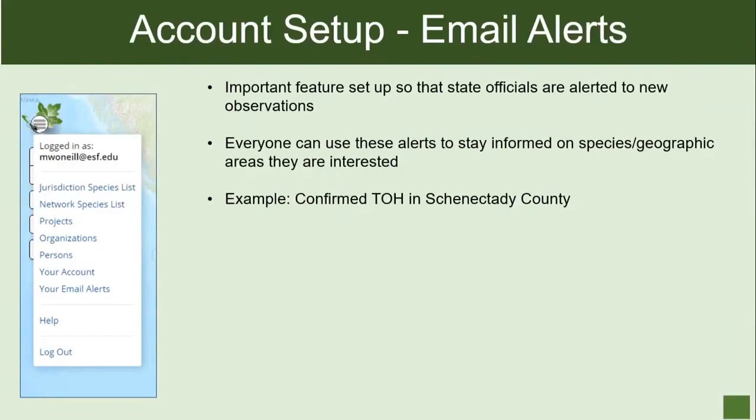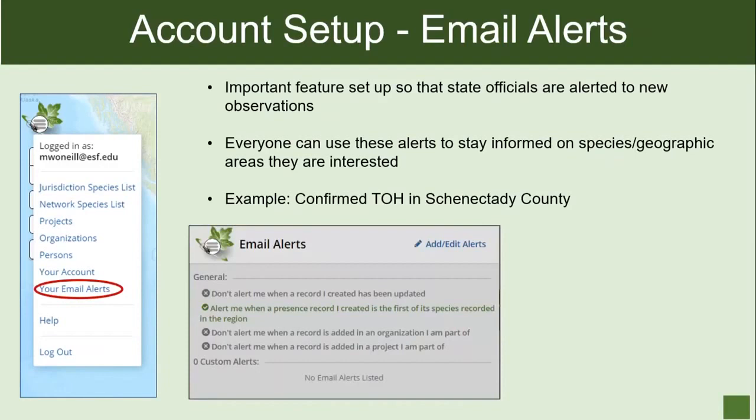And so that's everything in your account page. One other thing to consider in the main menu that you may find useful is the email alert feature. This is an important feature set up so that state officials are alerted to new observations, but anyone can take advantage of these alerts to stay informed on species or geographic areas they are interested in. For example, you could set up an alert for confirmed Tree of Heaven records in Schenectady County, and then you would get an email whenever a new record is submitted.